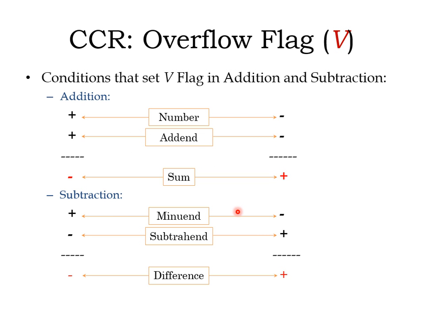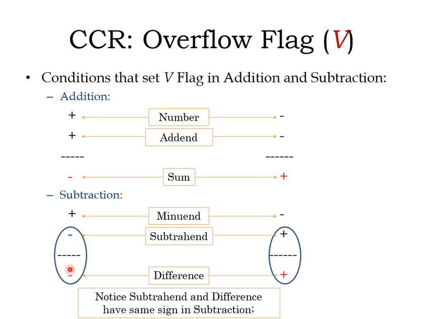In case of subtraction, your top number is called the minuend, the bottom number is called the subtrahend, right? If you are doing the subtraction, and the subtrahend and difference have the same sign, meaning both are either negative or positive, but the numbers have different signs, meaning one number is positive and the other is negative, but the subtrahend and difference have the same sign, then these are the conditions that the V flag is set, right?